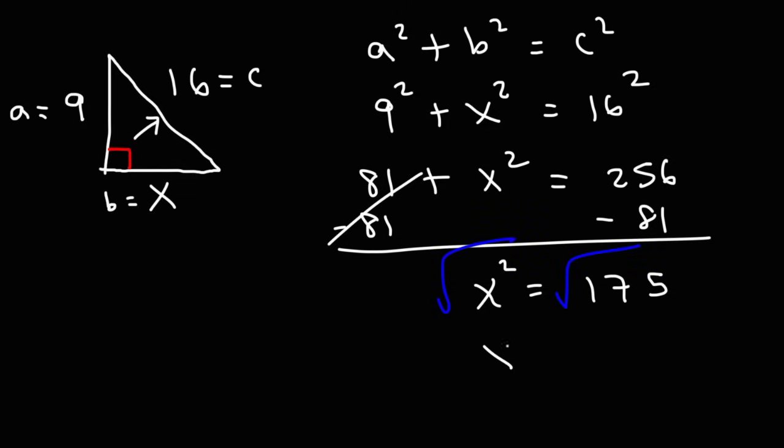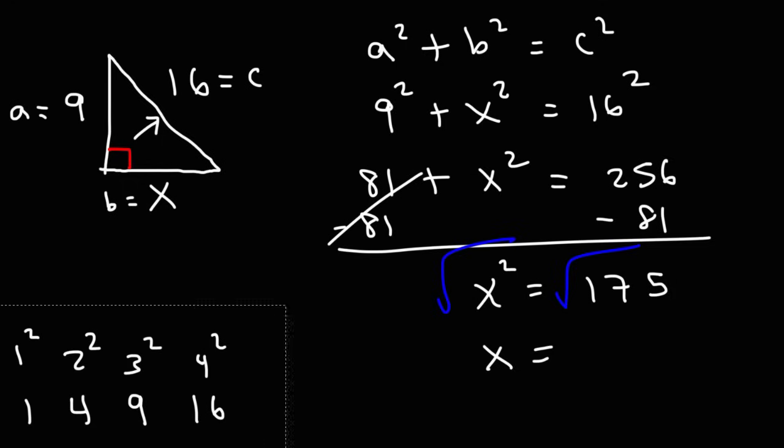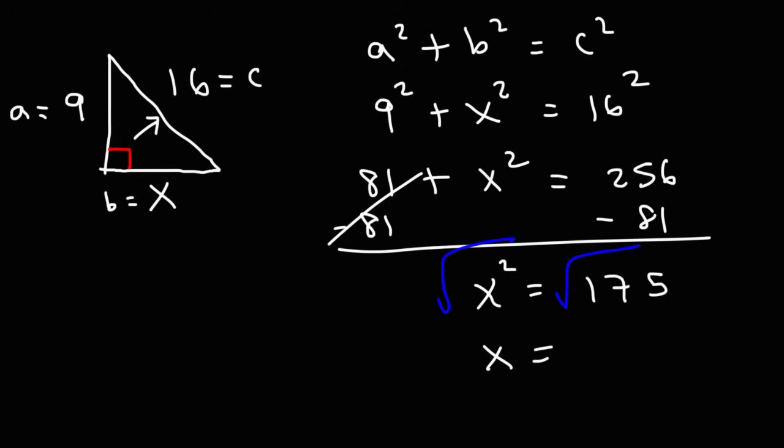Now the issue is 175 is not a perfect square. So what do we do at this point? Well, we need to simplify this radical. We need to find a perfect square that goes into 175. 1 is a perfect square, 4 is a perfect square, 9 is a perfect square, 16 is a perfect square. The reason for that is 1 squared is 1, 2 squared is 4, 3 squared is 9, 4 squared is 16. The perfect square that we need though is 25, because we can rewrite 175 as 25 times 7.